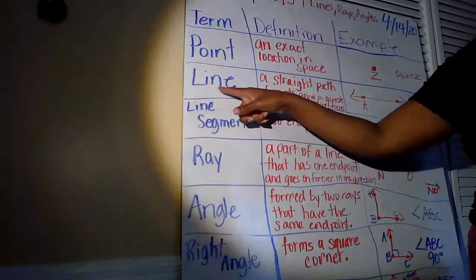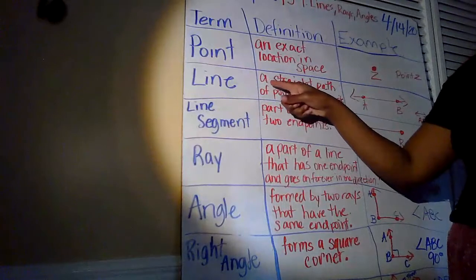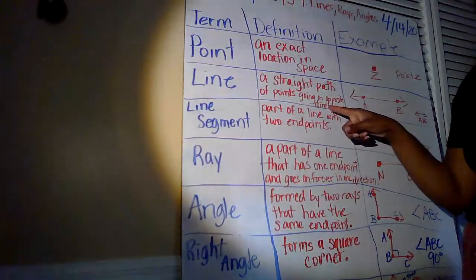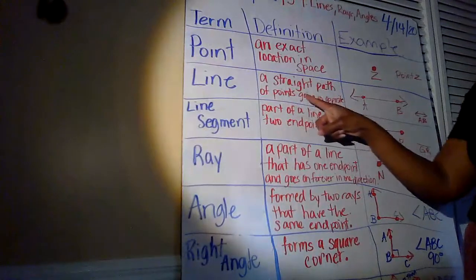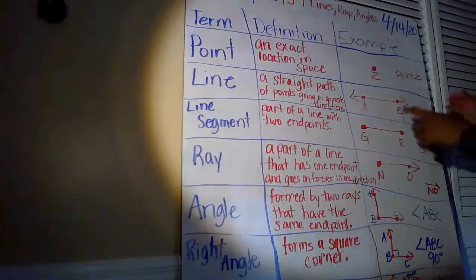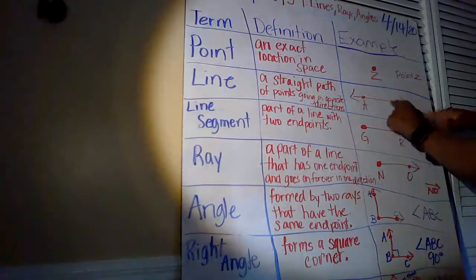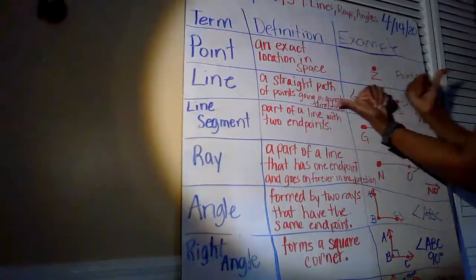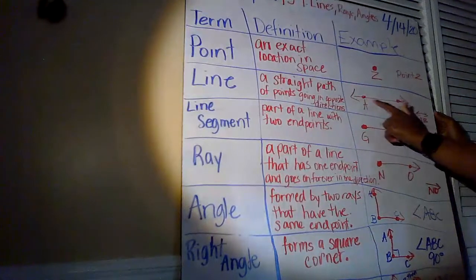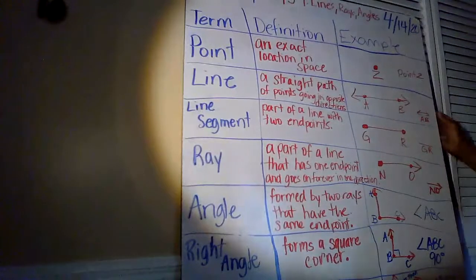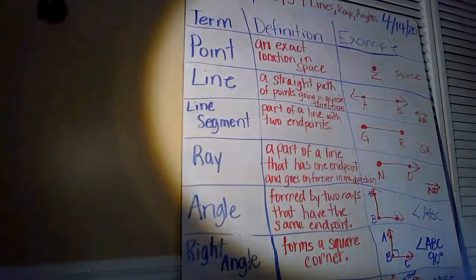The next word is line. A line is a straight path of points going in opposite directions. The example here, you see 2 points on a straight line, and the arrows are going opposite directions. So this line is called AB, line AB. You can pause so that you can see it.